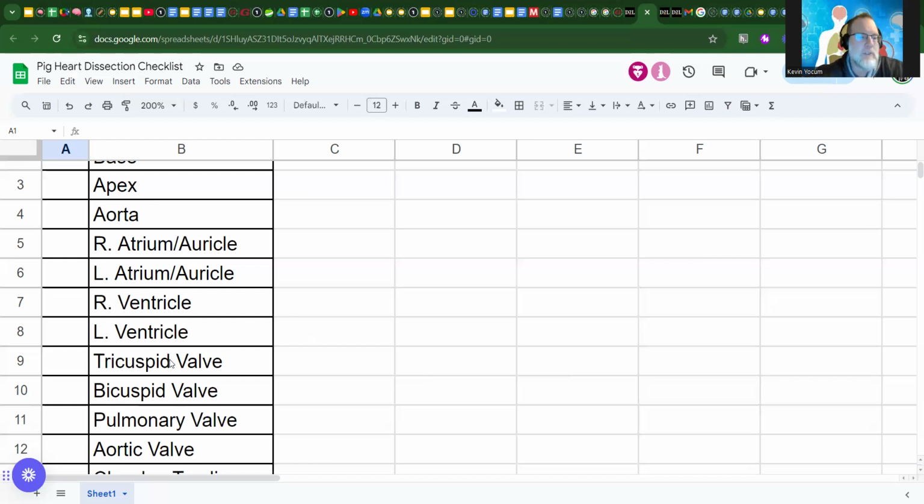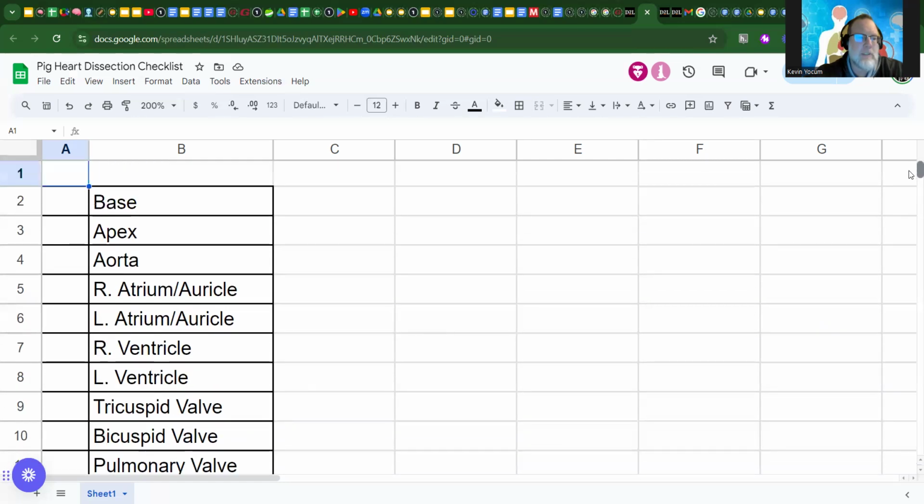All right, and then we'll see all of this before we do any incisions. Once we get rid of the pericardium and get acclimated and oriented to our directions and our basic features on the external aspects, at that point we can start making some incisions.